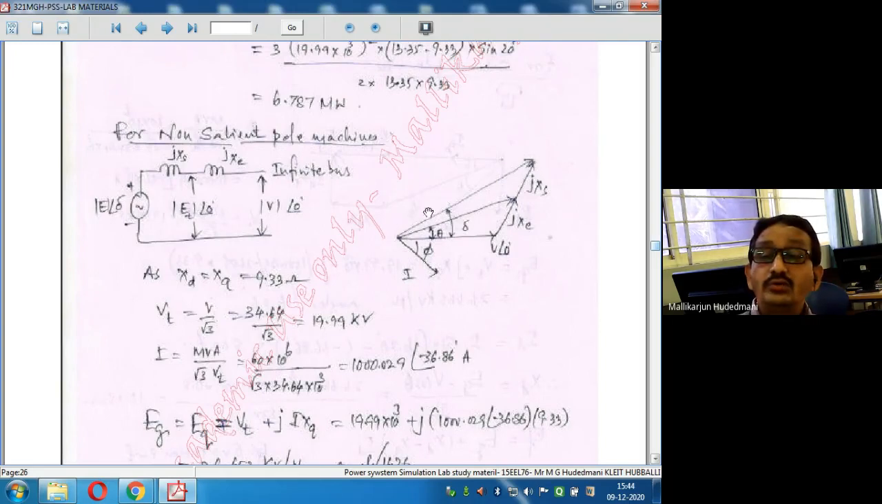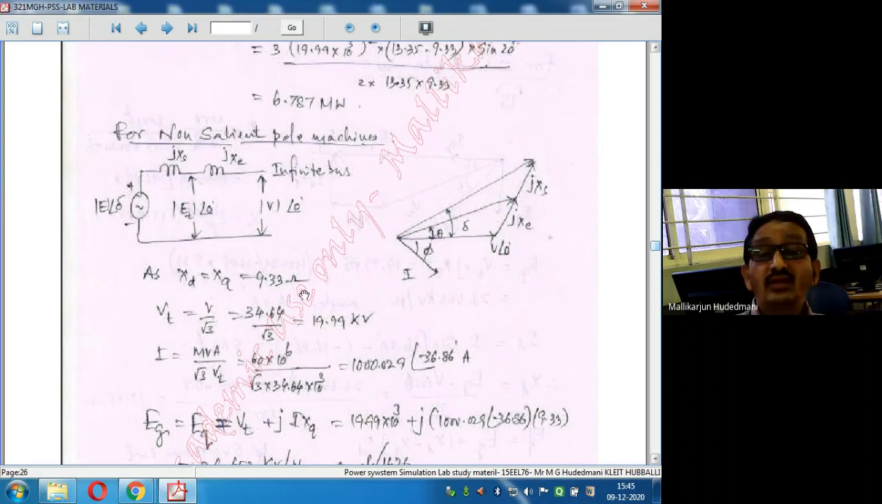And this internal voltage EG, you can see an angle between it and V as delta. We call it the power angle of the synchronous machine. For non-salient, delta is the angle between EG and V. Now, to understand this, when is the power transferred from this synchronous machine to another bus maximum?